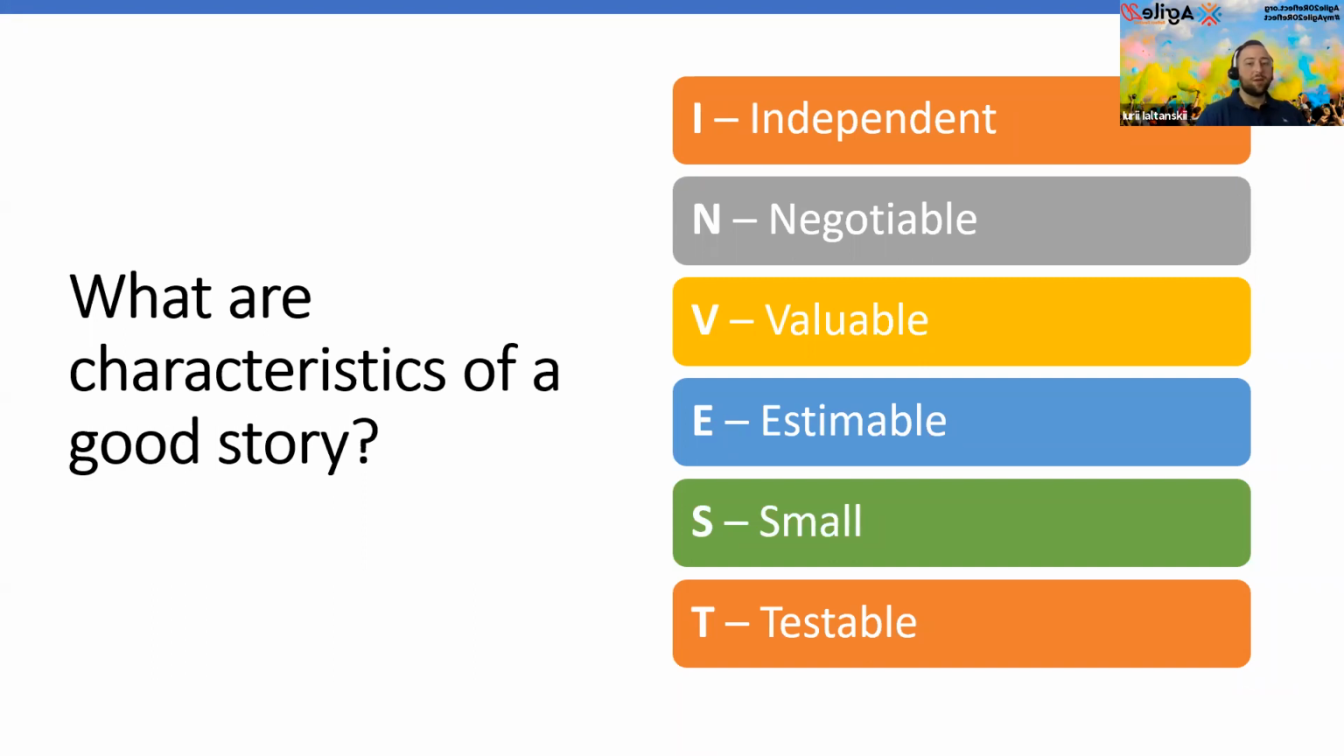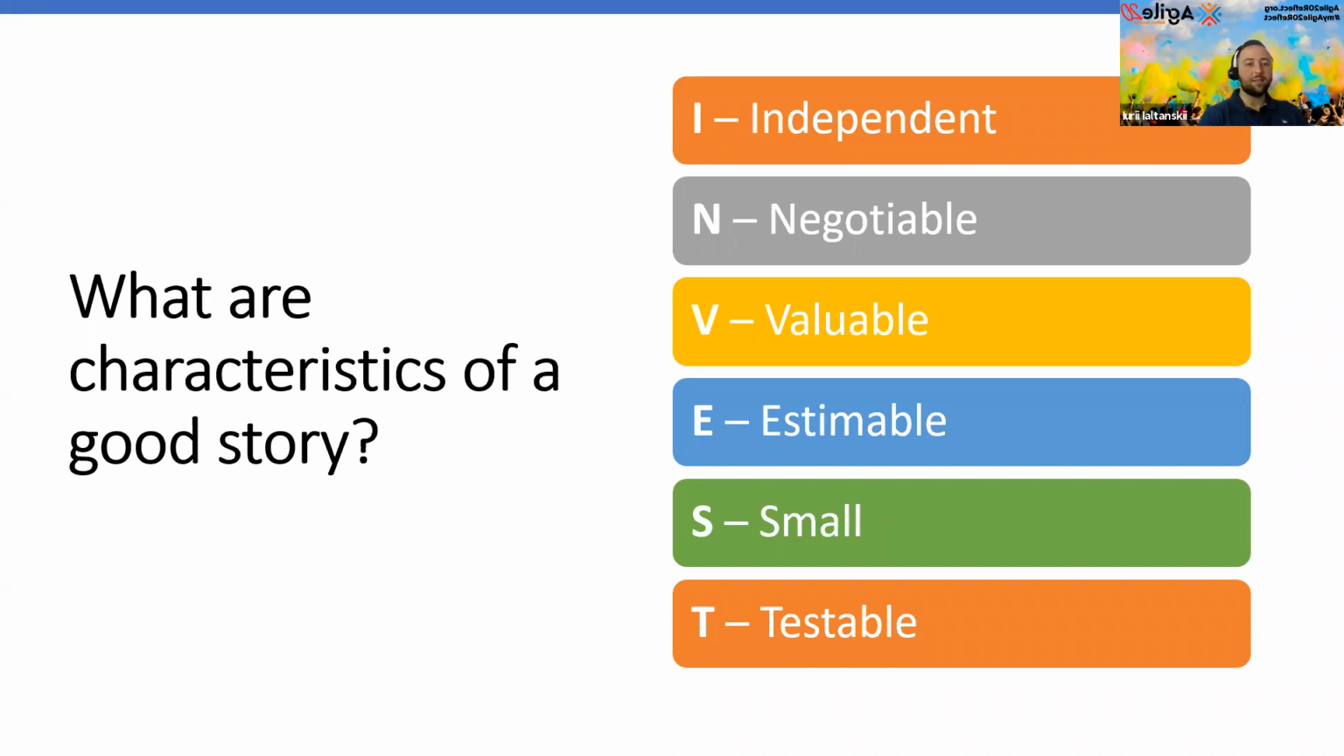After that, it should be small enough. And these two, estimable and small, in fact, there is a dependency between them, because a small user story is usually one that is easier to estimate, but not necessarily, because if there's a lack of some clarifications on the story, we need to do that anyway, involving the customer to understand what's going on.